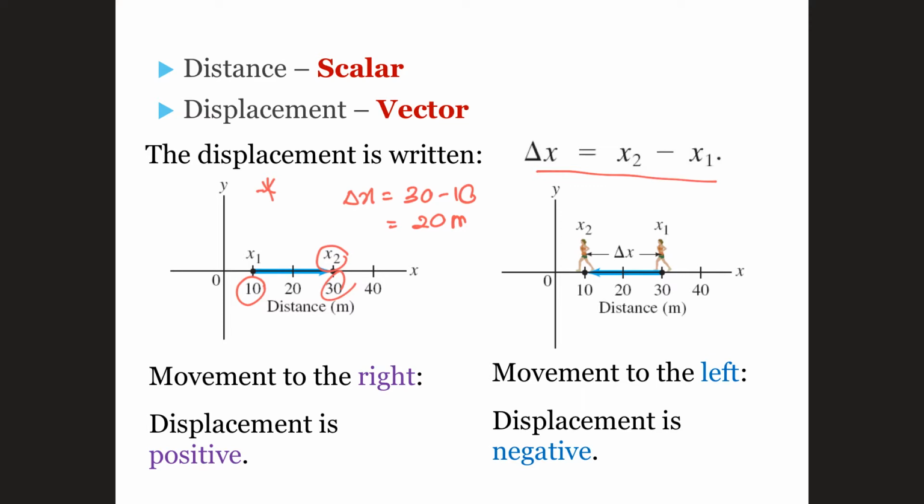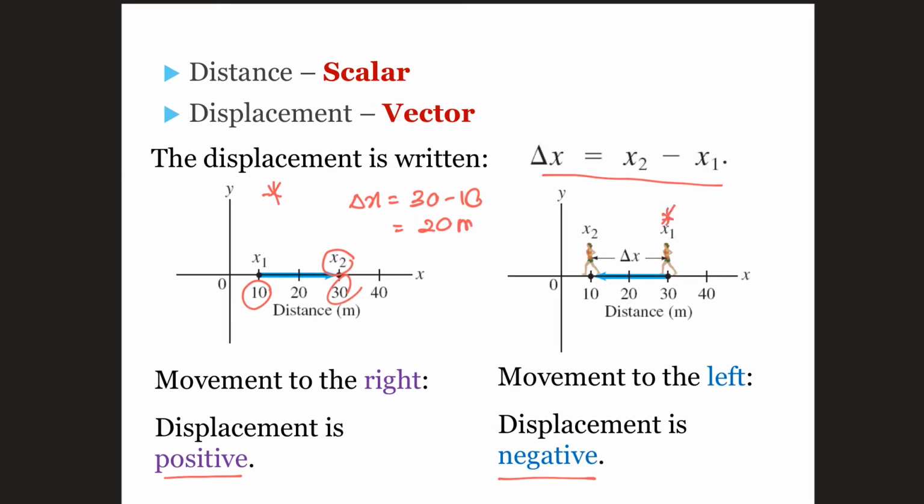That's why you need to consider the direction, because you have positive displacement and negative displacement. For example, if it is moving from 30 meters to 10, you get final minus initial, which is 10 minus 30, giving negative 20. The negative 20 represents moving to the left. When you get a negative, you need to state what that negative means. It means it is moving 20 meters to the left.